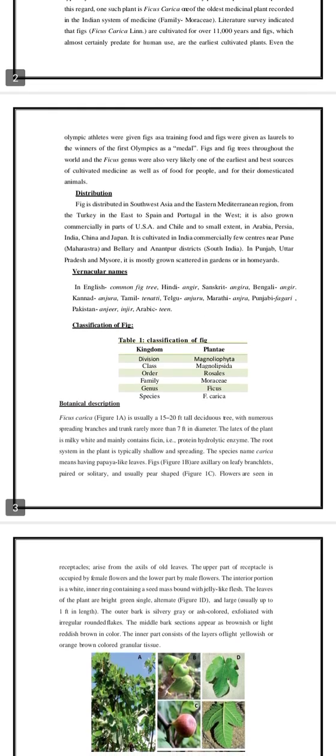Now let's discuss the distribution. Fig is distributed in Southwest Asia and the Eastern Mediterranean region, from Turkey in the east to Spain and Portugal in the west. It is also grown commercially in parts of the USA and Chile, and to a small extent in Arabia, Persia, India, China and Japan. It is cultivated in India commercially at a few centers near Pune, Maharashtra and Bellary and Anantapur district, South India. In Punjab, Uttar Pradesh and Mysore it is mostly grown scattered in gardens and home yards.